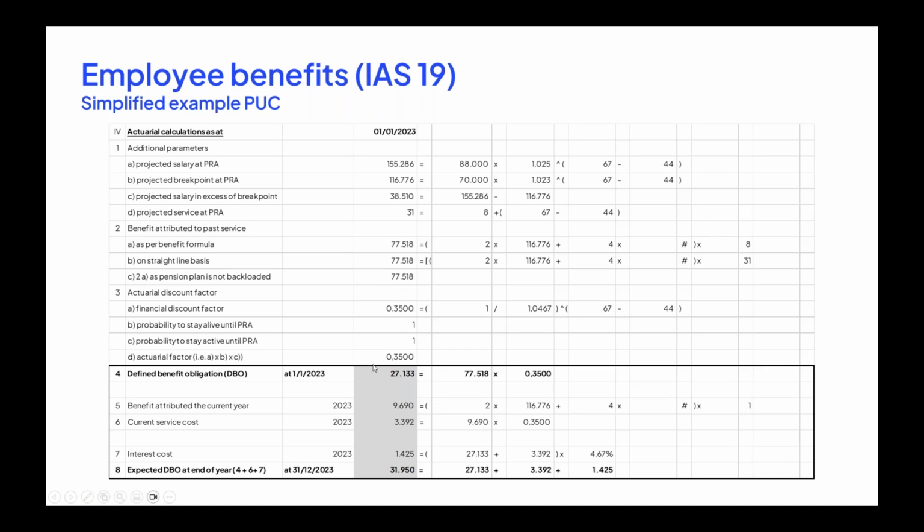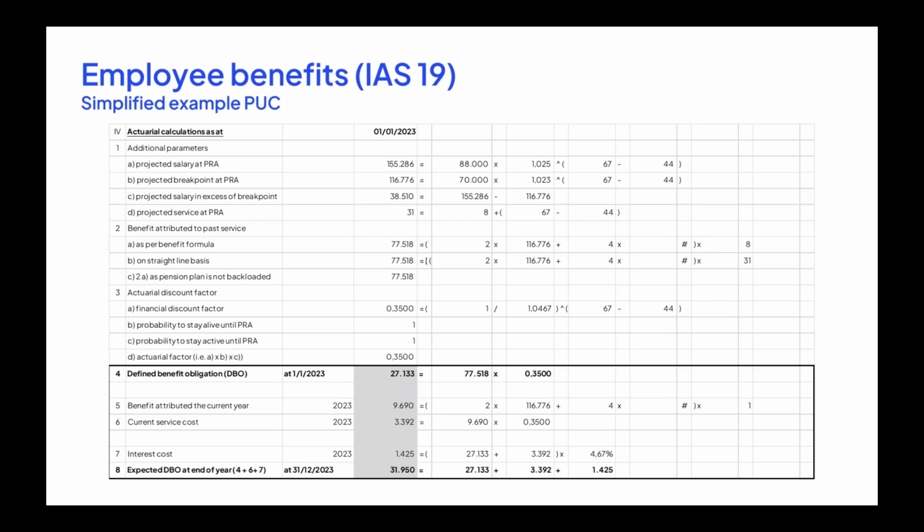So if I use the 77 here, that's the gross. I need to discount it. I will multiply it by the 0.35, and that will give me, at the beginning of the year, a defined benefit obligation of 27,133. Then I will calculate the current service cost, the benefit attributed this year. This is gross now. I have my formula. If I stay, it's 2 times 116 plus 4 times the amount in excess, multiplied by 1 year, divided by 40.